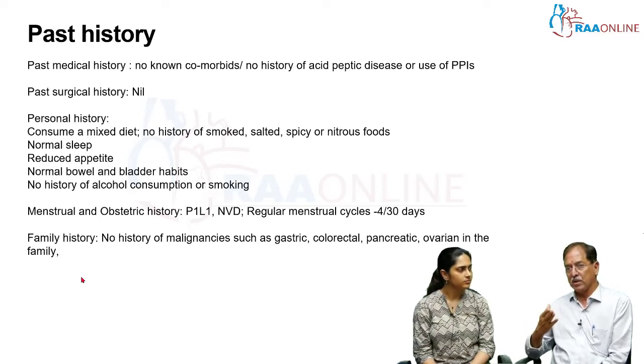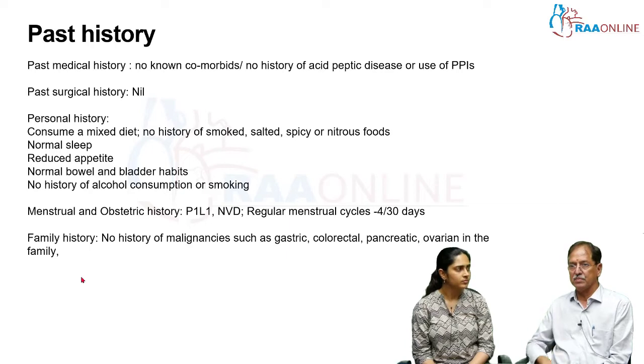Another important thing which you have asked about acid peptic disease in the past is H. pylori. So H. pylori, as you know, is the main factor not only for acid peptic disease, but also for malignancy, especially CA stomach. It is one of the main etiological factors. So that will tell us whether we are dealing with an H. pylori induced malignancy. Okay, sir.